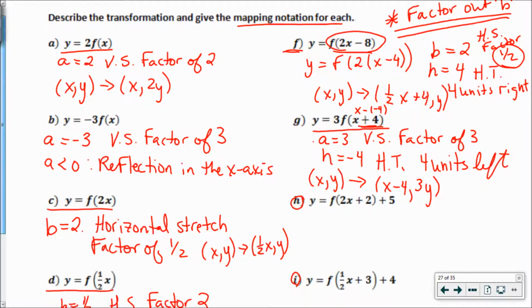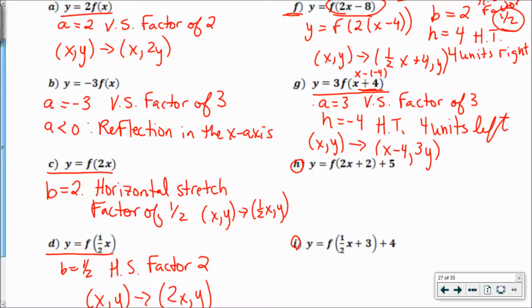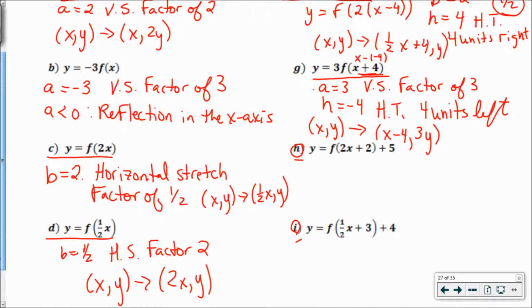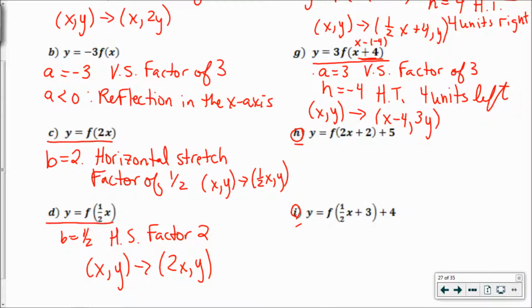So this would be a good point to maybe pause and try exercises H and I on your own. All right, so let's have a look. Hopefully you got these. Remember here, hopefully you remembered to take out b. So I should have 2 and then (x plus 1) and then plus 5 out here. So I have a b value of 2 and I have an h of -1 and a k of 5.